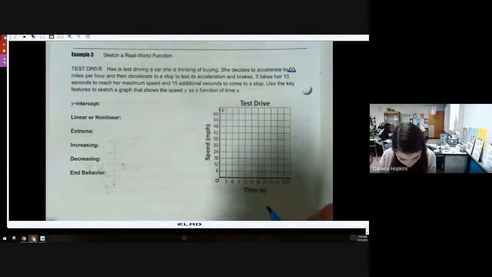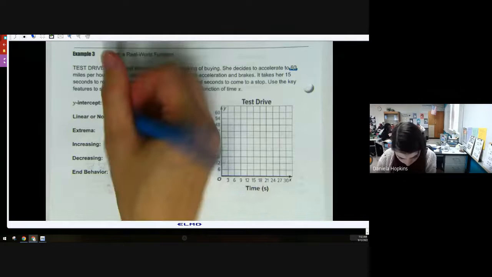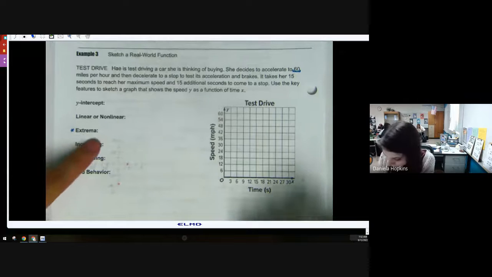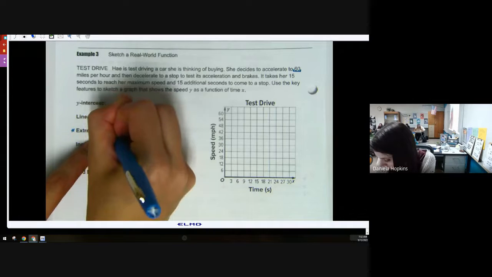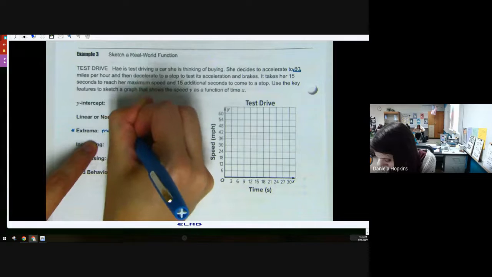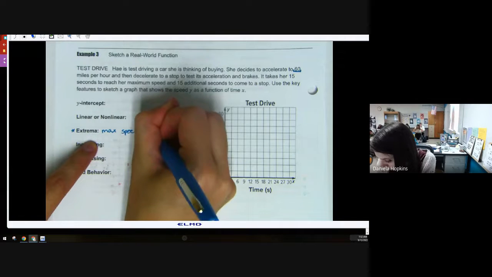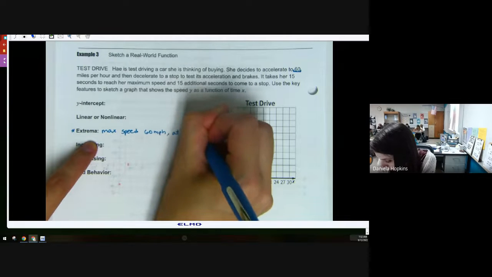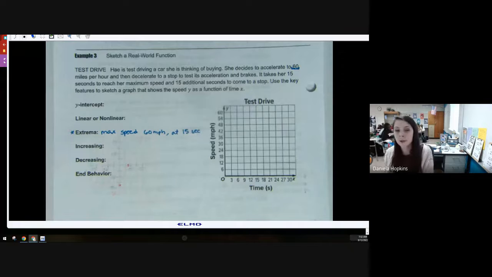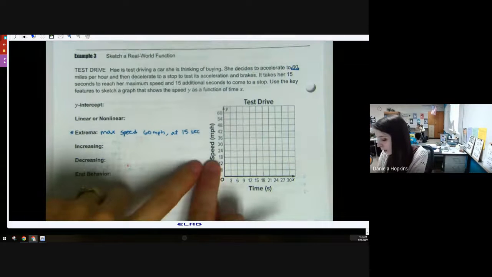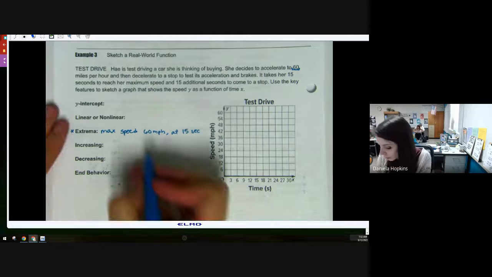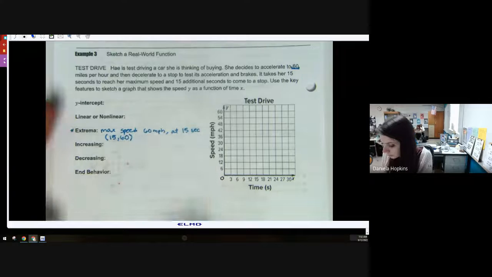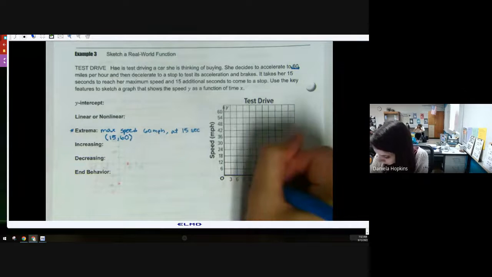So if you think about this different information, let's start with the extrema because I can see that right there. The extrema, our maximum speed, was 60 miles per hour, and that happened at 15 seconds. Well, if you think about this in terms of x and y, speed is y, time is x. So if I made this into a coordinate point, it would be 15, 60. They've already labeled this first, so that's nice.